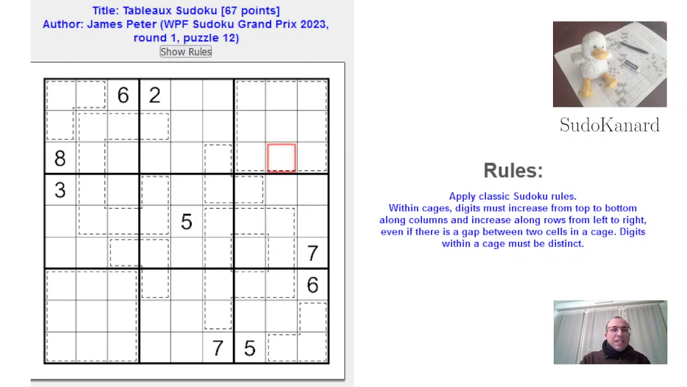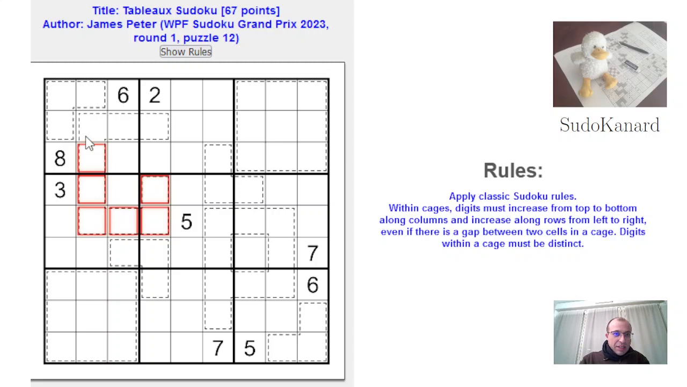So the special rule is that whenever you have such a cage, all digits must be different, which in this case means, well, for this cage, the usual rules of Sudoku allow digits to repeat. For example, these two digits could be the same, but in this case, they may not.